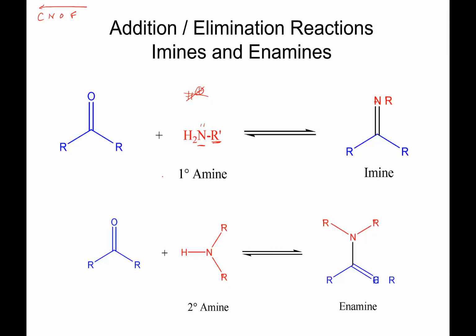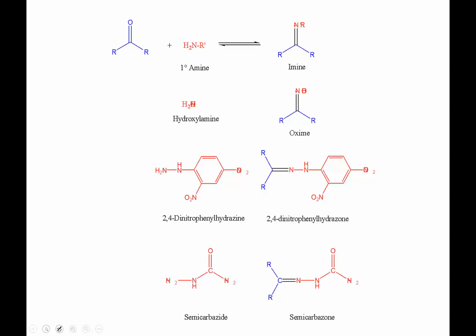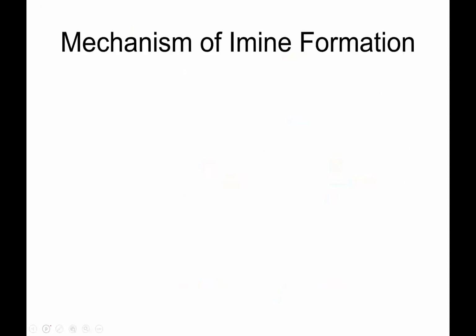Okay, so here's what happens. If I react an amine with a ketone or an aldehyde, I'm going to make this molecule, which is called an imine, or it's also called a Schiff base. And I'll explain the technical difference between the two of those. So let's talk about that one first. How do we form imines or Schiff bases?